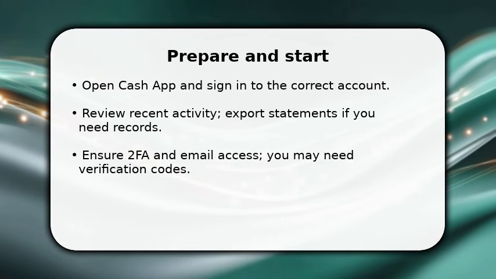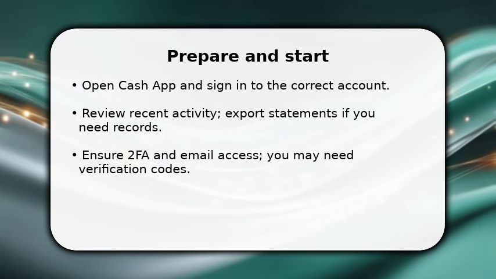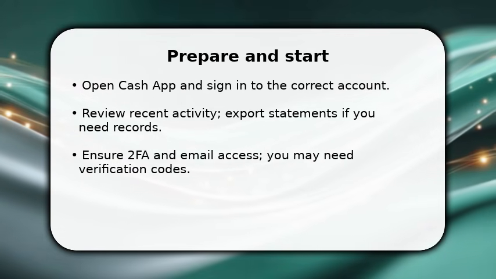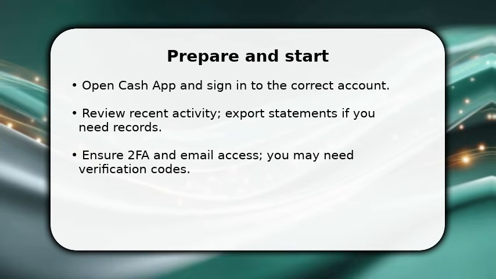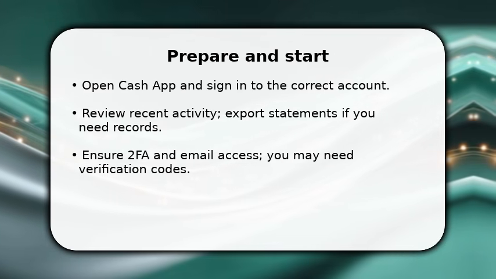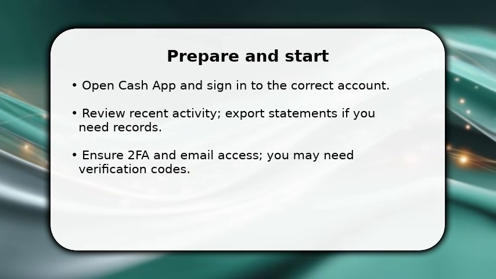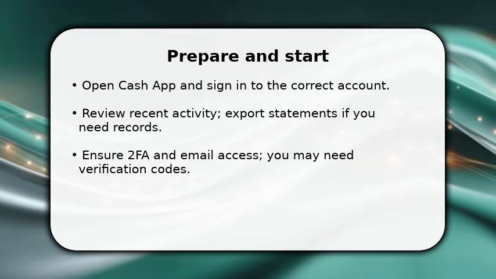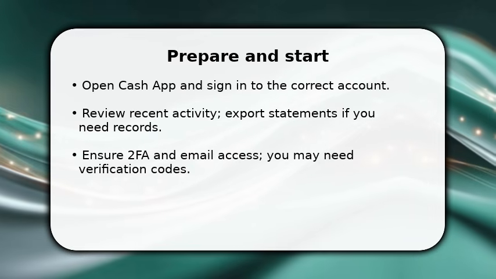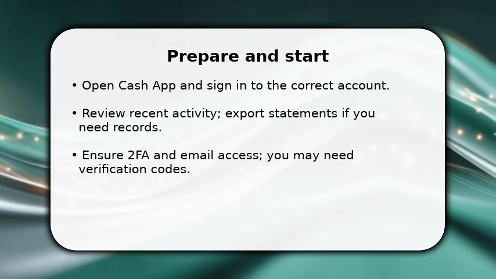You're starting now? Open Cash App, sign in, and go straight to activity. Once done, skim transactions and export or screenshot any records you want to keep, because you may not be able to remove every record permanently. Make sure two-factor authentication and your registered email or phone are available for verification.